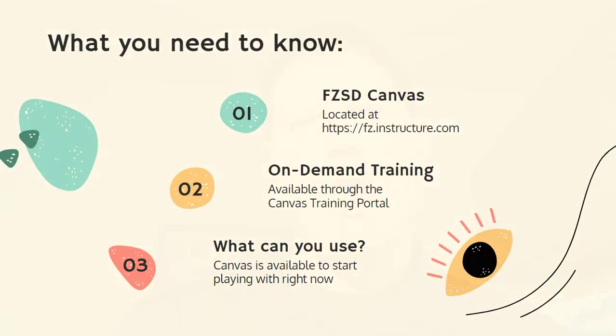But let's get started. Let's take a look at this and see what it looks like to be able to get into training. So just a couple things that I want to cover real quick. The 4.2 instance of Canvas is available at fz.instructure.com. And that will be your home, your go-to for Canvas throughout the district.